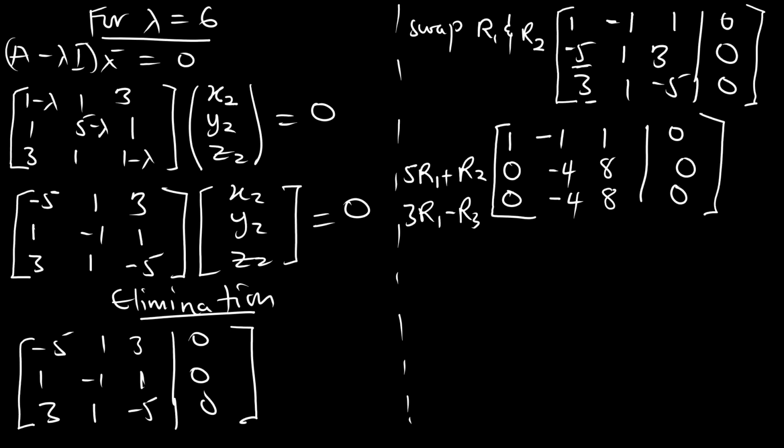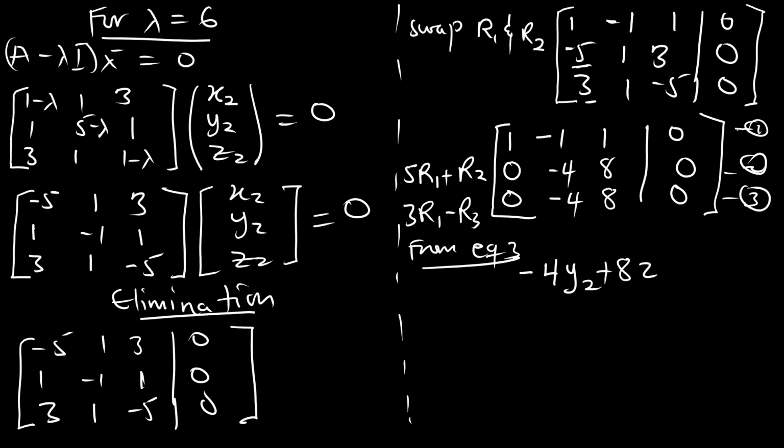Looking at this, we have 3 equations for row 1, row 2, and row 3. Row 2 and 3 are the same. You can pick any of them and do the analysis. So from equation 3 or row 3, can I say, because I have negative 4, that's for the y2, plus 8, that was for the z2, is equal to 0.